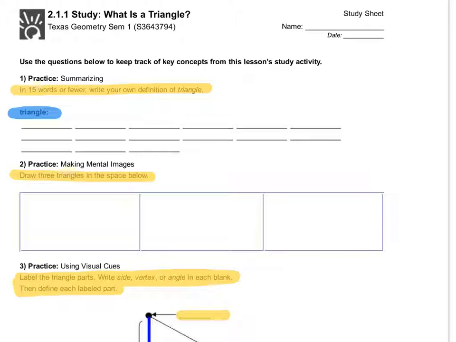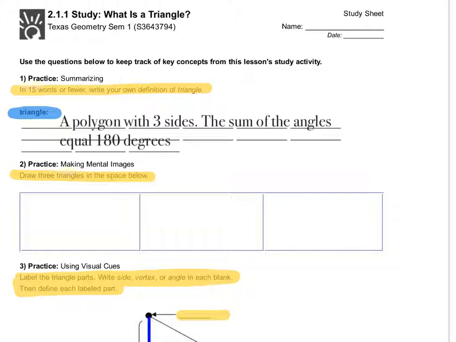So let me write that down. Okay, so I just went ahead and wrote that down for you. It's a polygon with 3 sides. The sum of the angles equals 180. Now it says to draw for Practice 2. Draw three triangles in the space below.